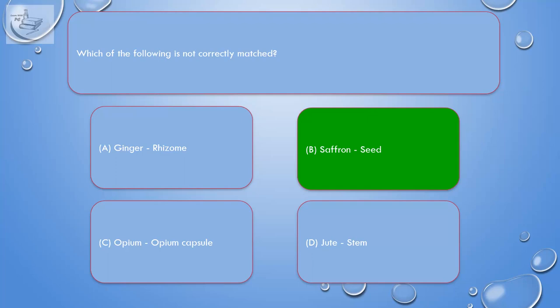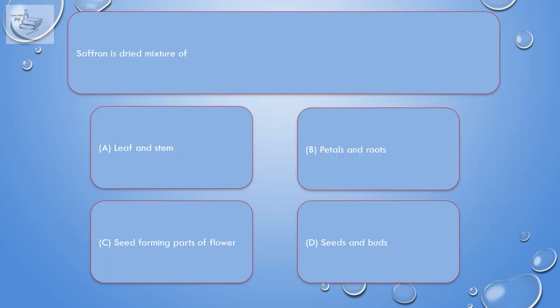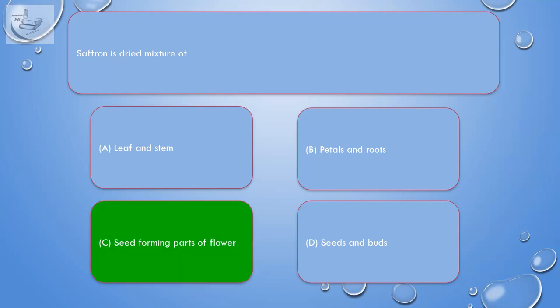Question: saffron is dried mixture of A. Leaf and stem. B. Petals and roots. C. Seed forming parts of flower. D. Seeds and buds. Correct answer is C. Seed forming parts of flower.